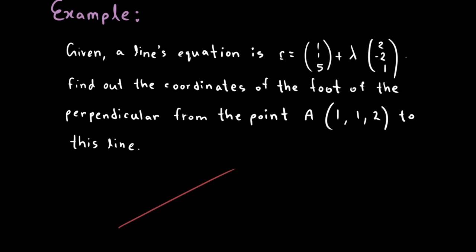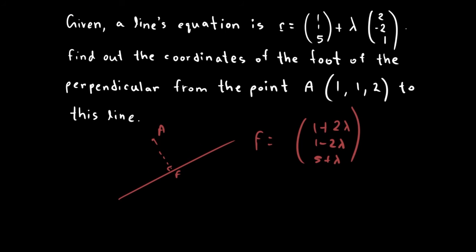So roughly this is the point F, which is the foot of the perpendicular line drawn from A to the line. Now let's find out F. F is basically the point on this line, right? So it's a point on this line for a certain, specific value of lambda. So if we just simplify this, it's actually 1 plus 2 lambda i, 1 minus 2 lambda j, and 5 plus lambda k.